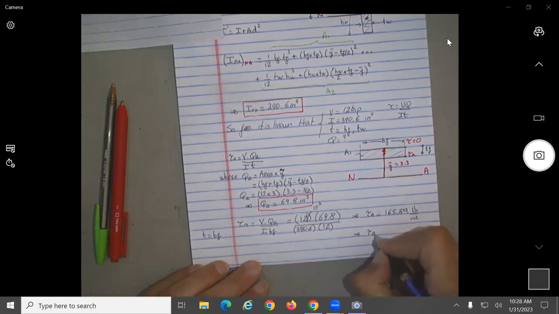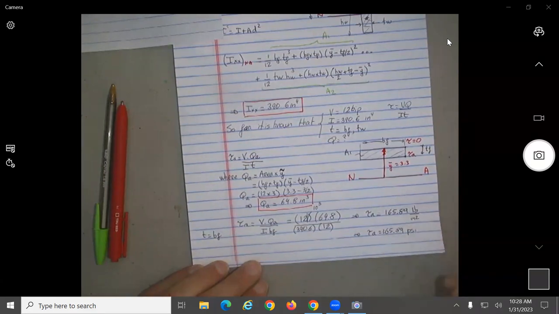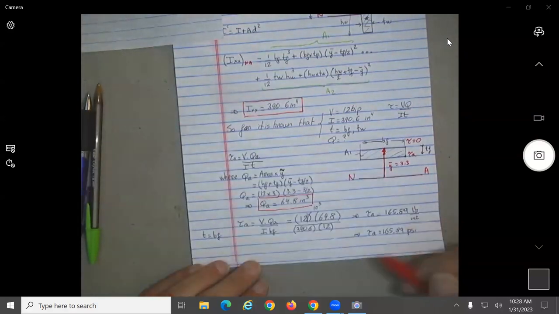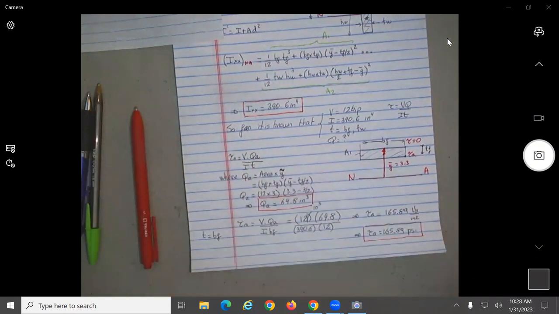Yes, I know. So I don't care which one you use, you can use both of them, but generally stresses are given in PSI. But it's the same thing.